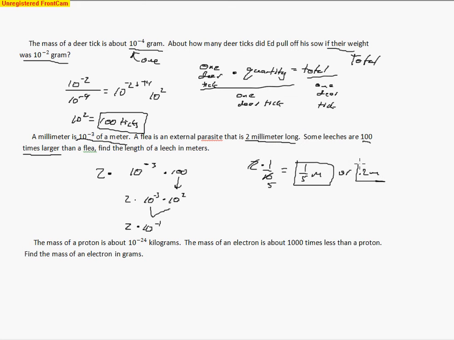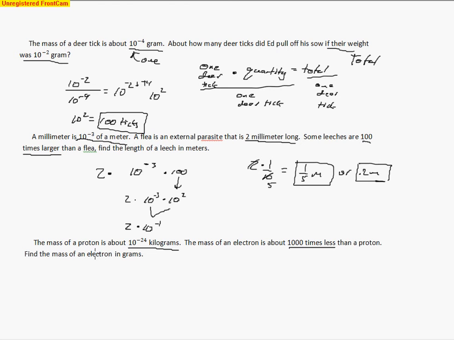So let's take a look at the last problem. It says the mass of a proton is about 10 to the negative 24th kilograms. The mass of an electron is about 1,000 times less than a proton. Find the mass of an electron in grams.